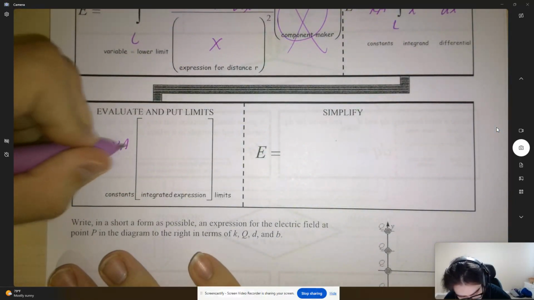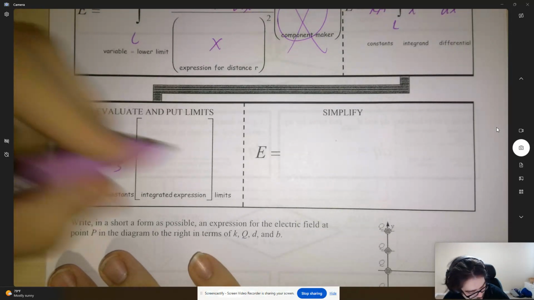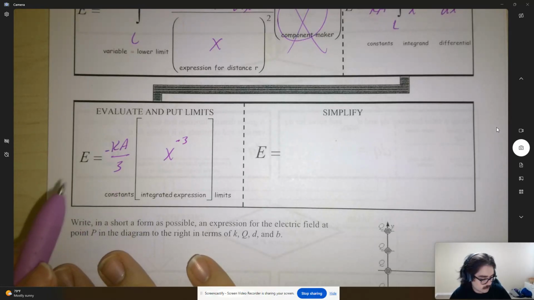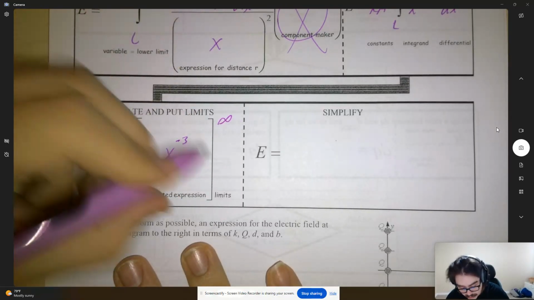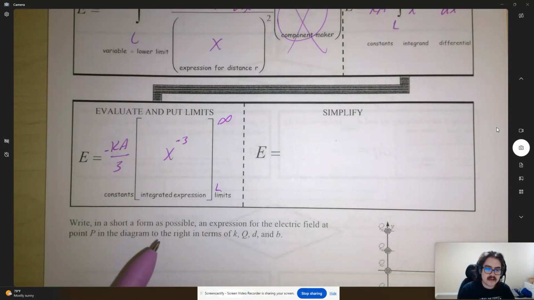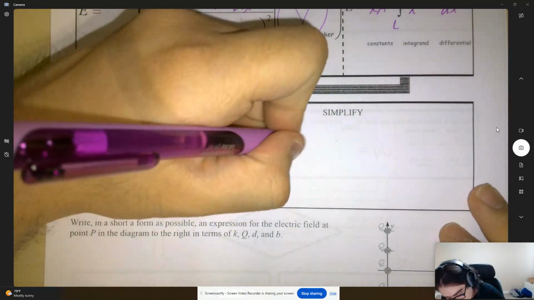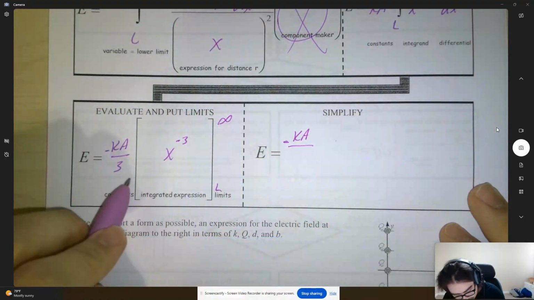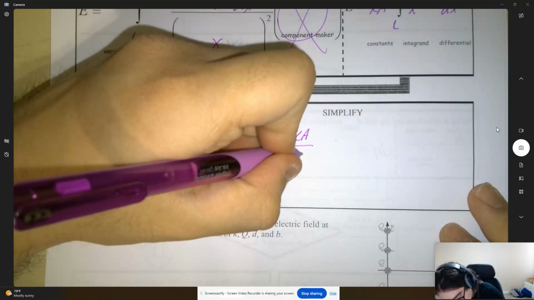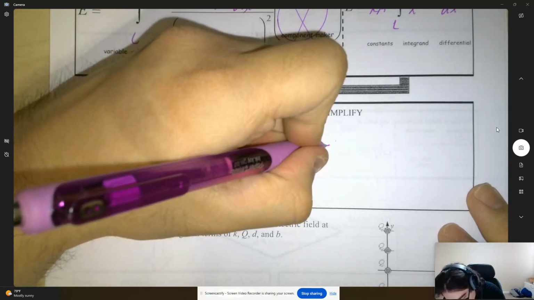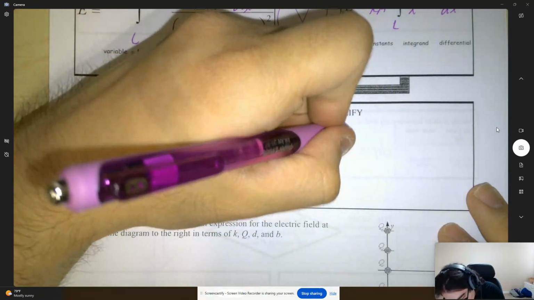I get negative ka over 3, and this becomes x to the negative 3. I factored out that 1/3, which is fine, because the only thing that changes is x. So you go from L to infinity. Now when I plug in my bounds, this is going to end up being negative ka over 3 infinity squared, or sorry, cubed.